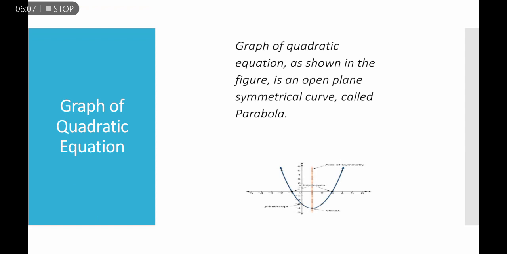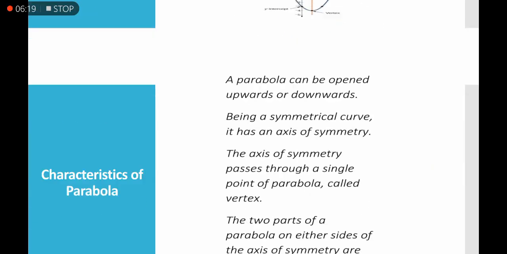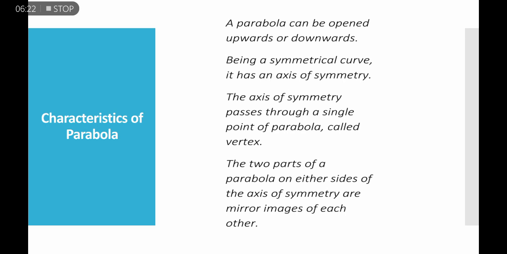Graph of quadratic equation. The graph of a quadratic equation, as shown in the figure, is an open plane symmetrical curve called a parabola. Characteristics of parabola. A parabola can be opened upwards or downwards. Being a symmetrical curve, it has an axis of symmetry. The axis of symmetry passes through a single point of the parabola called the vertex. The two parts of a parabola on either side of the axis of symmetry are mirror images of each other.